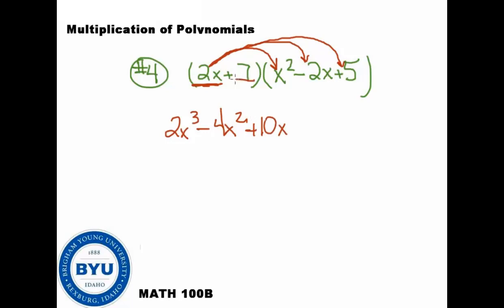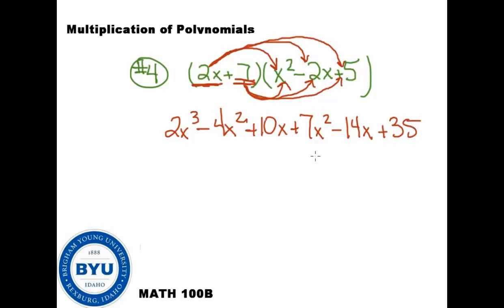Okay, good. Now my second term. 7 times x squared is 7x squared. 7 times a negative 2x is minus 14x. And 7 times 5 comes out to be plus 35.